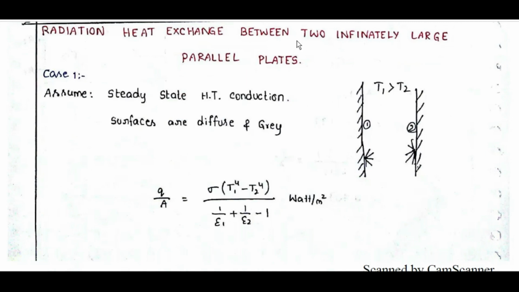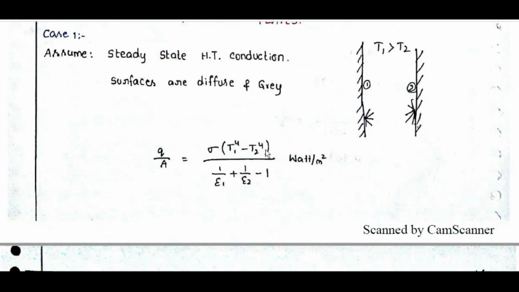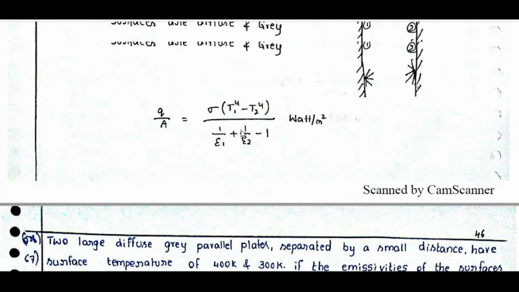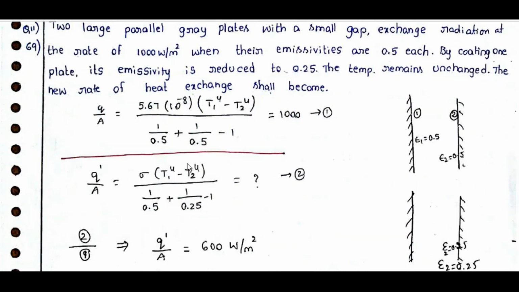Radiation heat exchange between two infinitely large parallel plates. Case 1: assume steady state heat transfer conduction, surfaces are diffuse and gray. T1 greater than T2. Q by A is equal to sigma into T1 power 4 minus T2 power 4 by 1 by epsilon 1 plus 1 by epsilon 2 minus 1 watt per meter square. Two bodies, just using the formula.